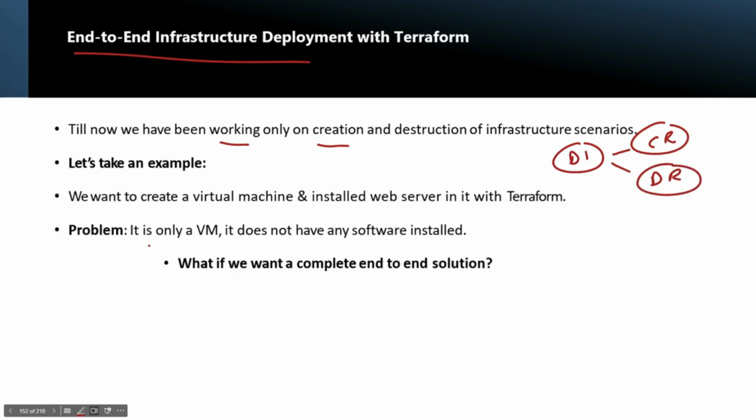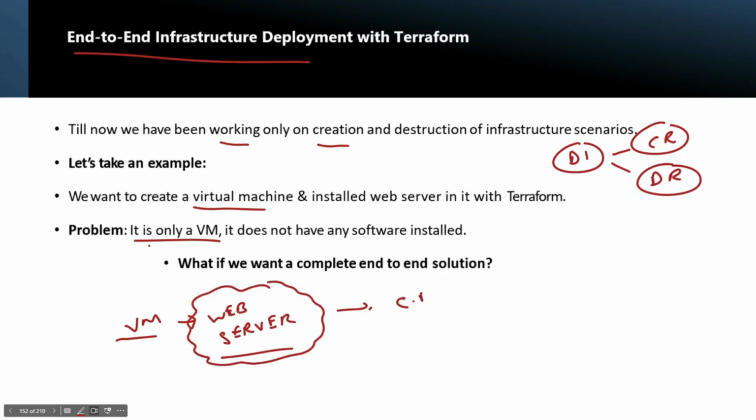Let's take an example. We want to create a virtual machine and install a web server in it with Terraform. What is the exact problem? It is only a virtual machine. It does not have any software installed. What if we want to complete an end-to-end solution? So in the last video, we discussed the creation of a virtual machine. After the creation of the virtual machine, we want to install some set of software, I would say a web server.